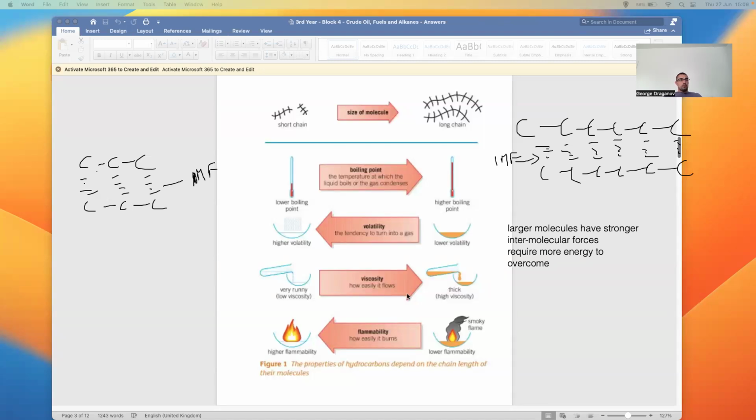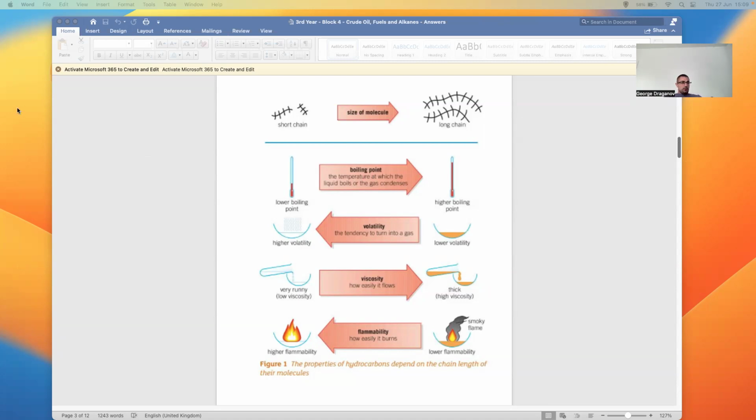Because more viscous means more thick, which means it's not flowing as easily. And that's because the longer chains are more strongly attracted, so it's not flowing as easily. An extra point, the longer chains, because they don't burn as easily, they produce smoky flames when they do burn. That's a sign of incomplete combustion, which is coming up very soon as a topic.